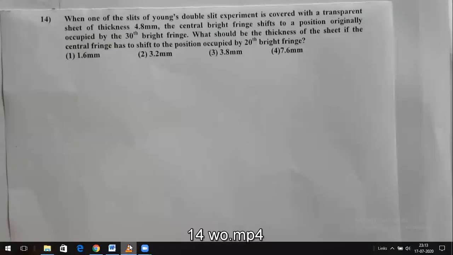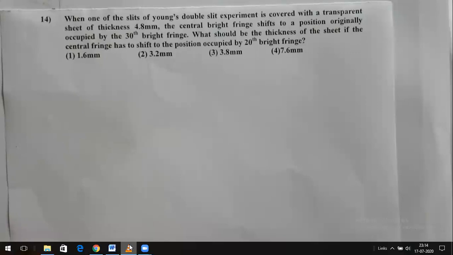When one of the slits of Young's double slit experiment is covered with a transparent sheet of thickness 4.8 millimeter, the central fringe shifts to a position originally occupied by the 30th bright fringe. What should be the thickness of the sheet if the central fringe has to shift to the position occupied by the 20th bright fringe? Now, when one of the beams of the double slit experiment is disturbed by placing a glass slab or some other medium, then one of the beams has to travel through an extra medium, so their path difference will be lost. Of course, the fringe width doesn't change.